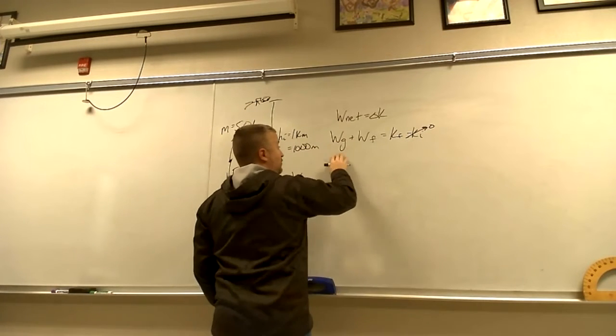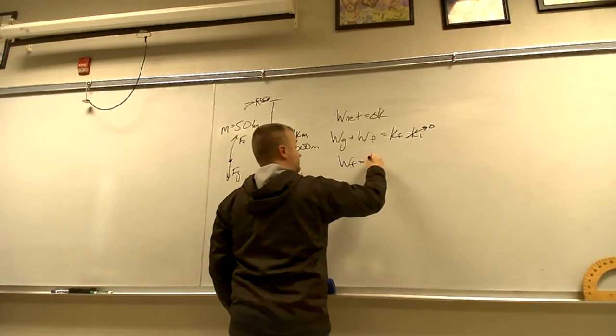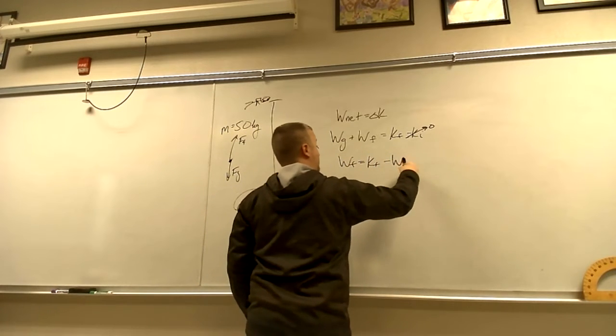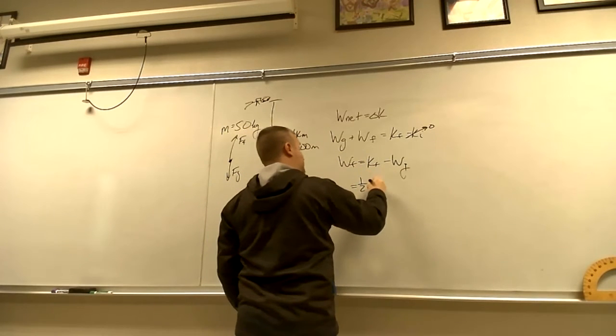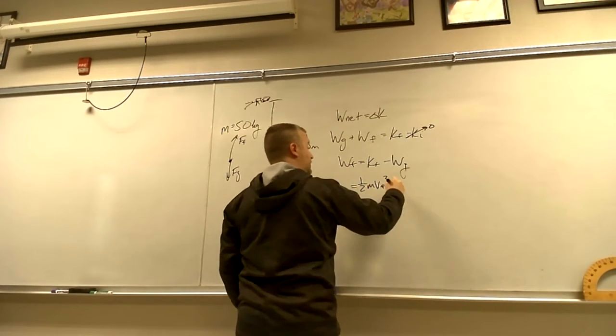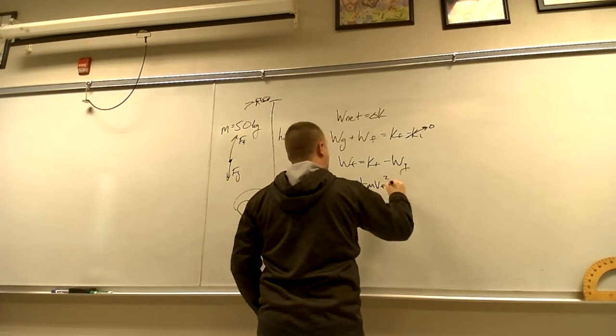And now we can just move this around. I'm going to move work of gravity to the other side. Kf minus work of gravity. And we'll fill in, what's kinetic final? 1/2 times mass times velocity final squared minus the force of gravity. Let's just go to mg, because we have m right there.